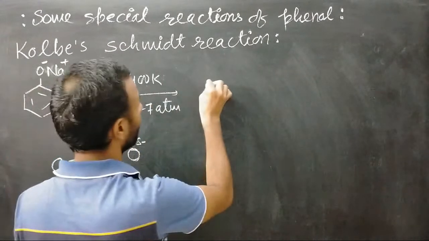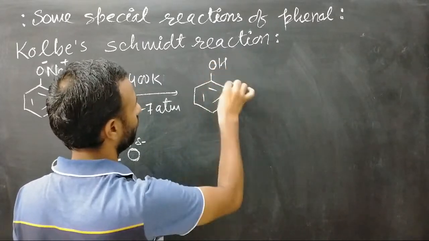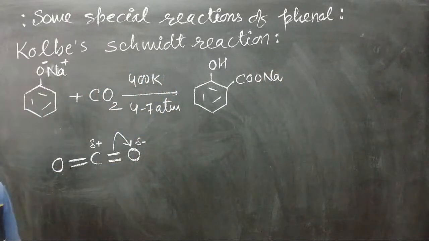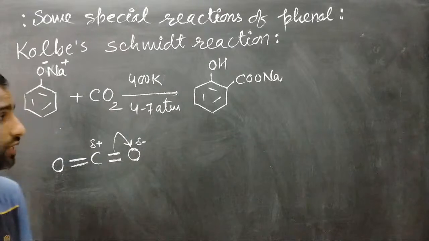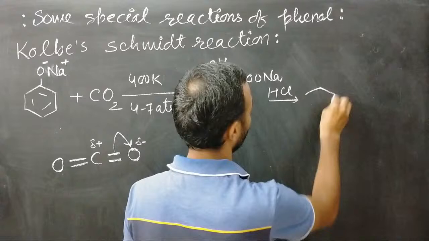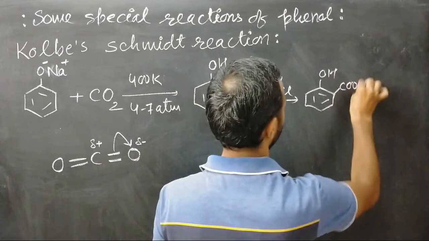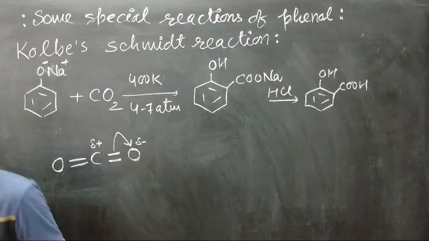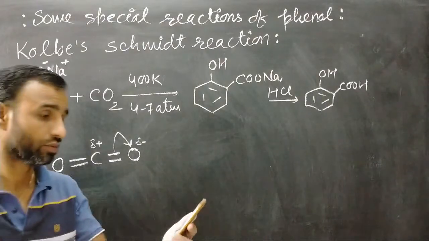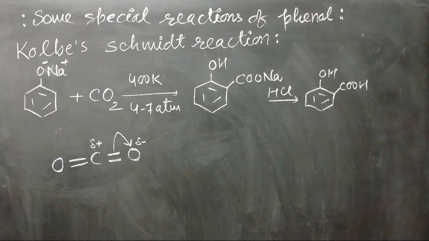So when it attacks, first of all we get sodium salt of salicylic acid, sodium salicylate, and on acidification we get salicylic acid. Is it visible? Yes. So we get salicylic acid as the product.